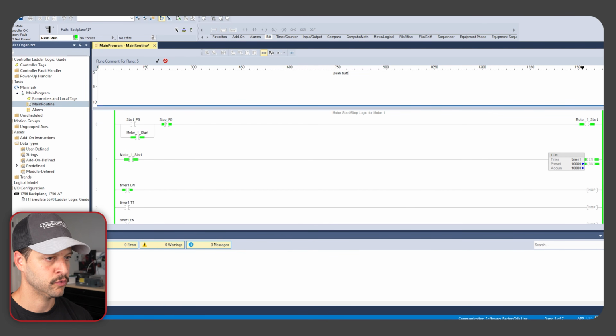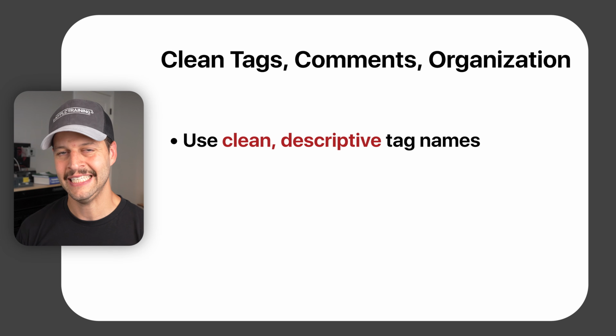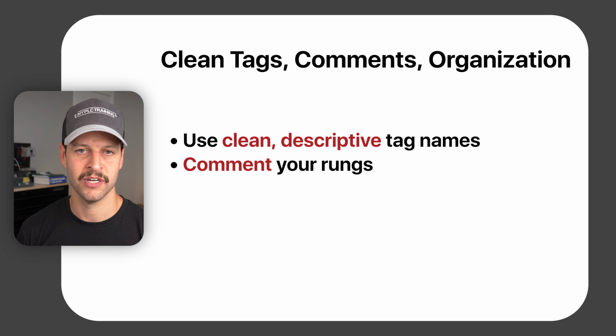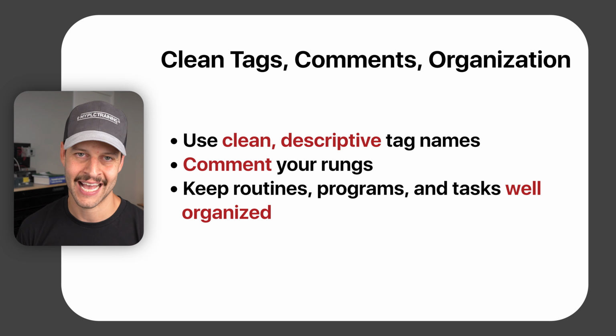Push button for setting motor speed to 34 RPMs. Okay, something like that. Again, something is always better than nothing, so it doesn't have to be a perfect explanation, but the goal is that you want to help yourself and others figure out what this logic is intended to do. So you want clean tags, you want commented rungs, and you want well-organized routines, programs, and tasks in your program.